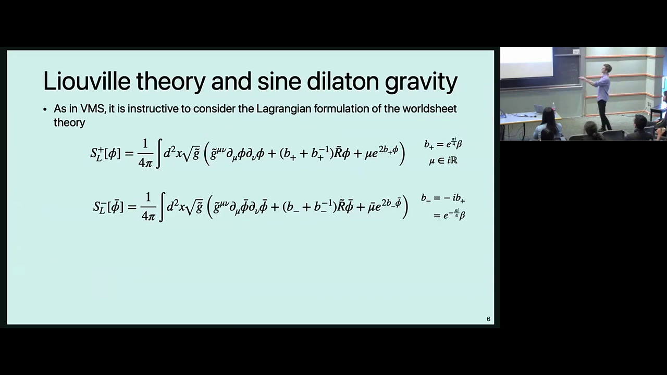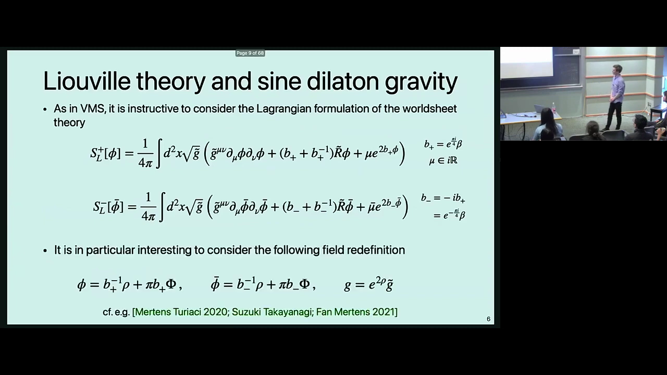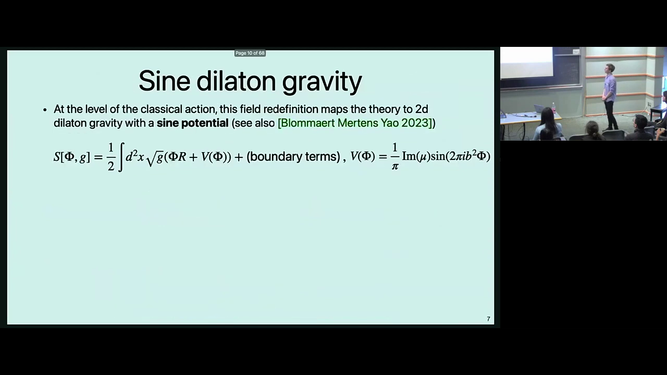So we have a Liouville action for phi and phi bar, which we'll think of as complex conjugates. Now, this is fine, but it will be particularly interesting to consider a field redefinition, which rewrites these two scalar fields, phi and phi bar, in terms of two other scalars, rho, which will play the role of a scale factor of another auxiliary metric g, and capital Phi, which is some other scalar field. And at least at the level of the classical action, this field redefinition maps the theory to a theory of 2D dilaton gravity with a sine potential for the dilaton.